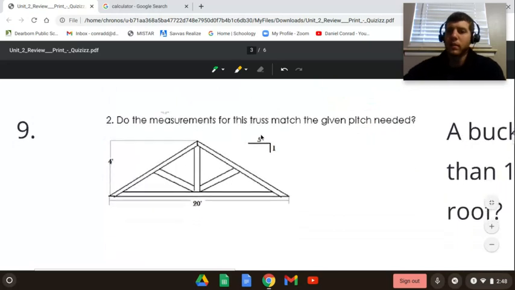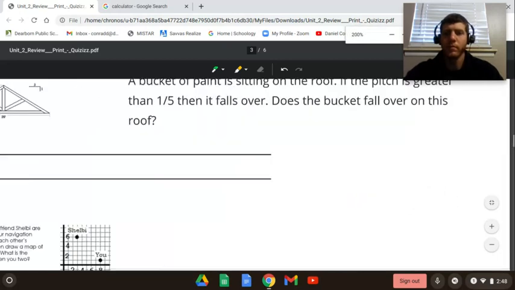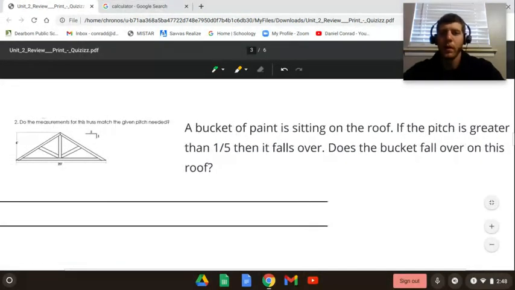Okay, so the second one kind of goes with it. Let's zoom out here. It tells us a bucket of paint is sitting on the roof. If the pitch is greater than 1/5, then it falls over. Does the bucket fall over on this roof? Our slope was 2/5, and 2/5 is greater than 1/5. So yes, our bucket is going to fall over because our slope is too steep. It's greater than 1/5, so the bucket will fall over.